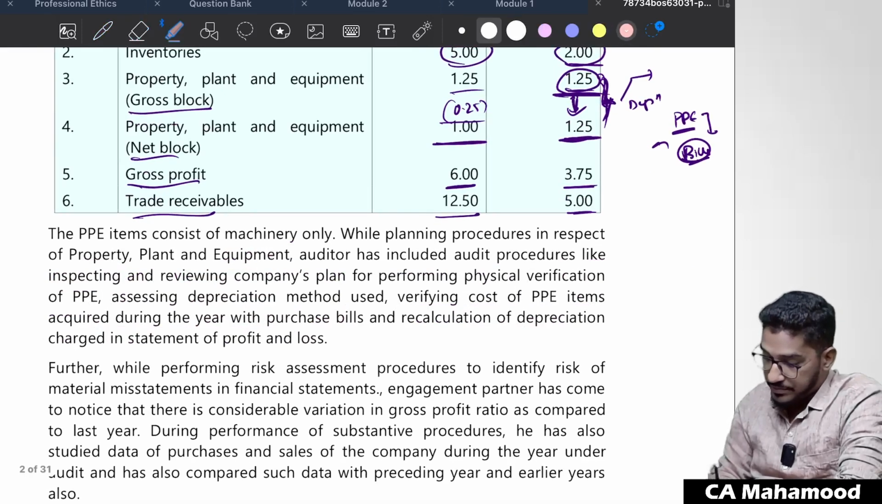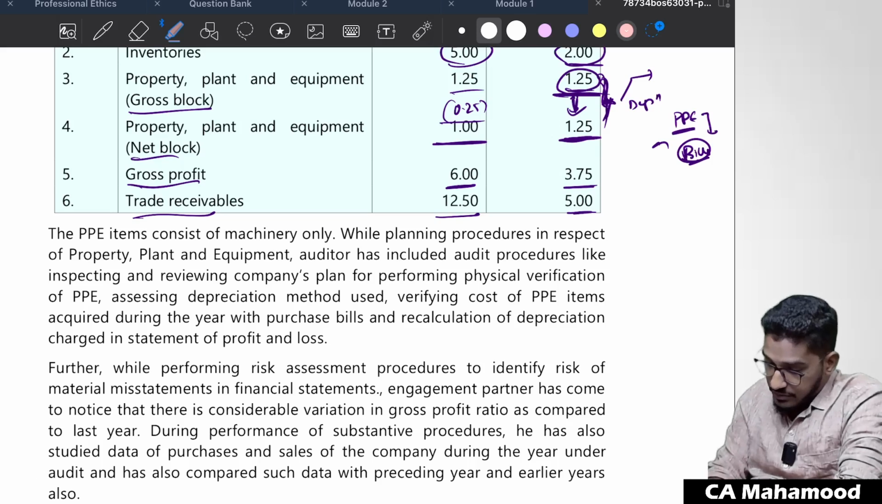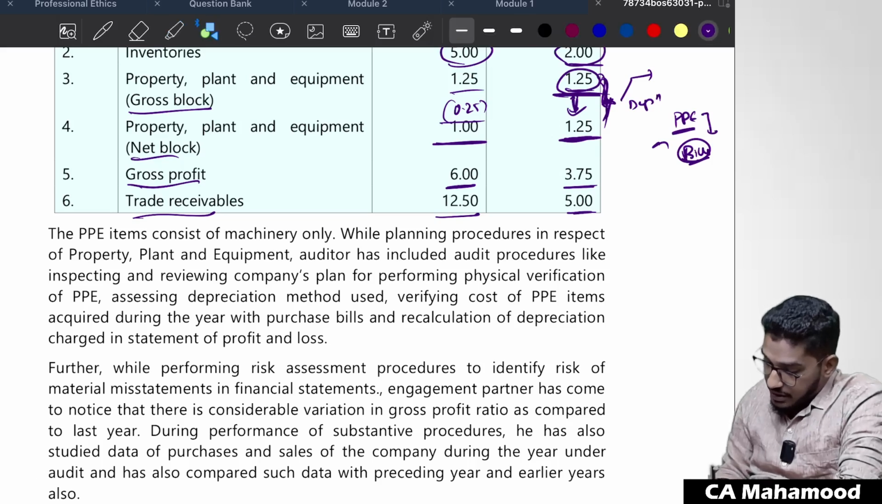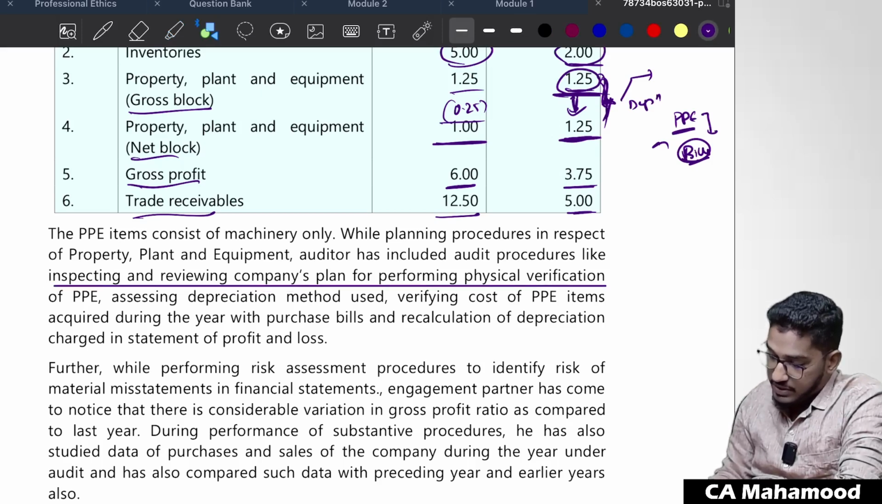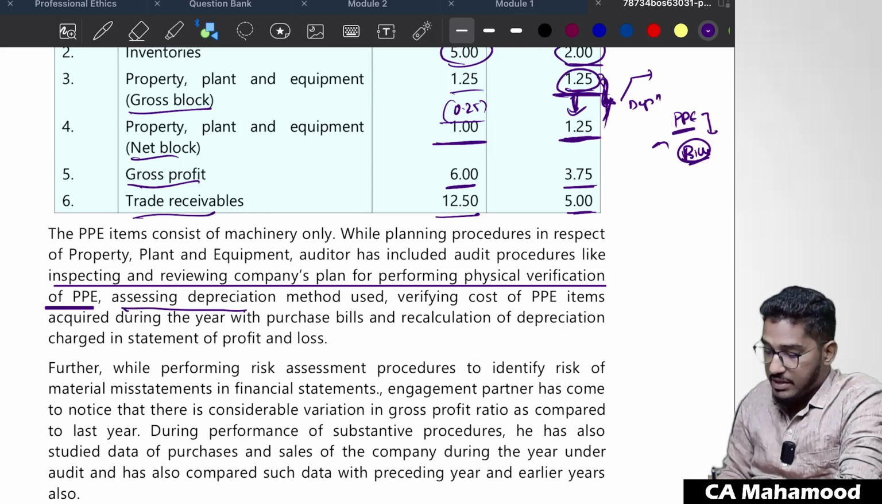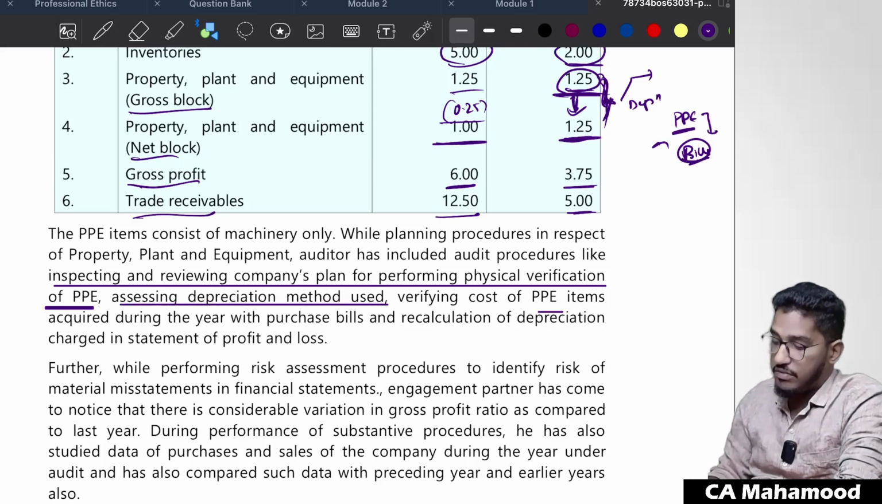What procedures is he performing? He is inspecting and reviewing the company's plans for performing physical verification of PPE. Is that correct? Yes, this is relevant. Assessing the depreciation method. He is also analyzing what kind of depreciation method has been used by the client. Is that also correct? Yes, that is also correct. Next one. He is also verifying the cost of PPE items during the year with purchase bills.